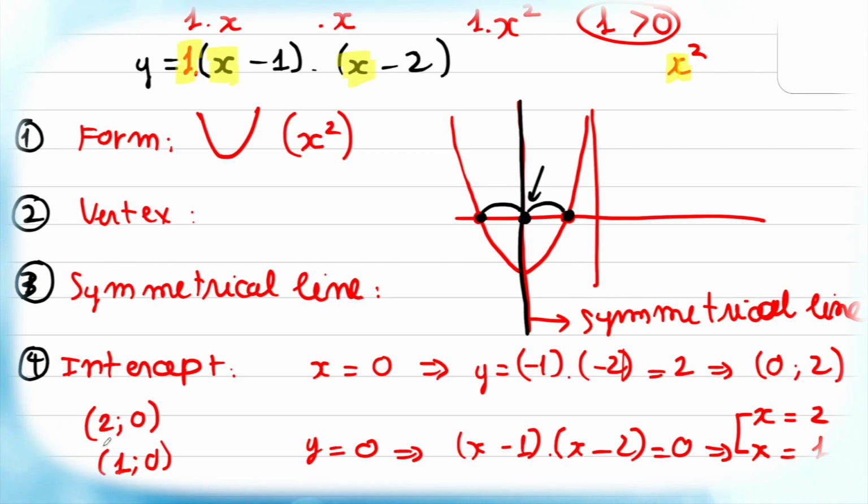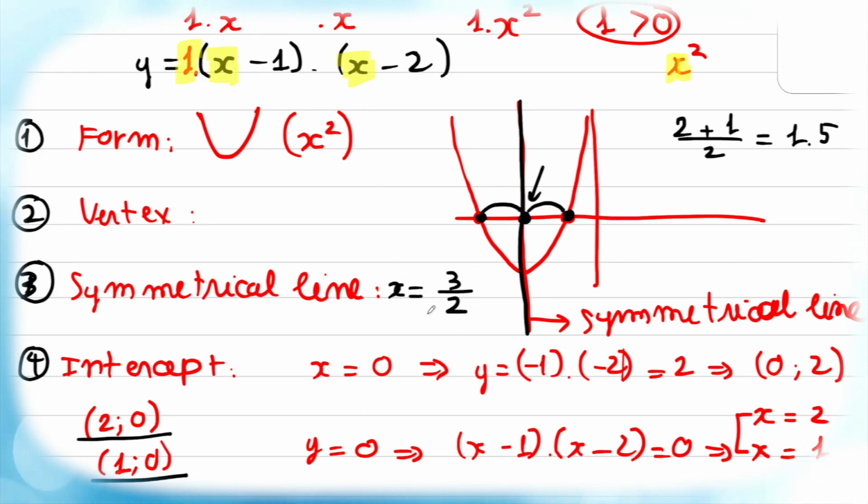Talking about the x-intercepts, we have here 2 and here 1. So the point here has to be 1.5. Why? Because 2 plus 1 divided by 2 equals 1.5. This means the symmetrical line, in vertical form, is x equal to 1.5 at this point. This means the symmetrical line here will be 3 over 2.